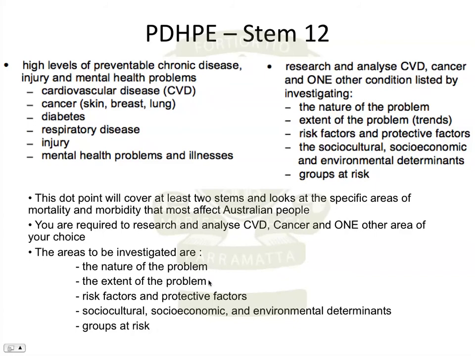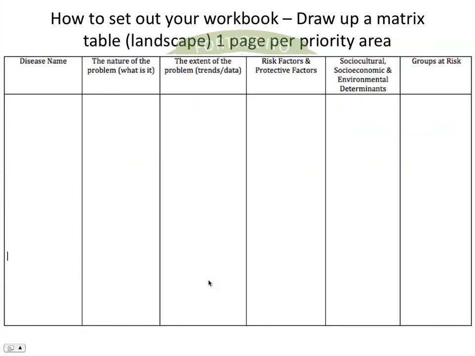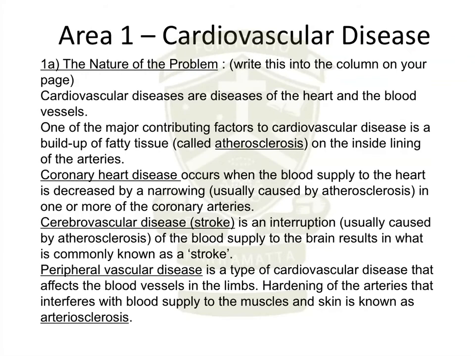So I'll walk you through the cardiovascular disease situation. So obviously in your books we've drawn up our matrix table. We will do that for the 3 priority areas that we are going to do, and you then place the following information into the columns. The first one here, when we look at nature of the problem, so basically we're saying, when we talk about nature, we're just saying what is it. You need to know what cardiovascular disease is, and you can see here there's actually 3 different types of diseases that make up the broader group of cardiovascular disease, and you'll need to read through that.